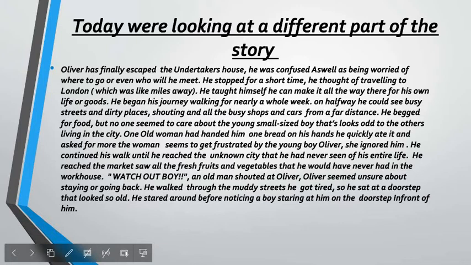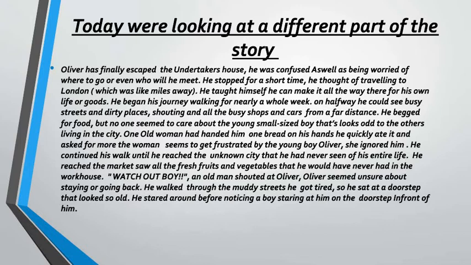And imagine you're a little boy, probably a 10-year-old, in a whole big city full of a really high population at that time. It was very terrible. He told himself he could make it. So this is how far it was, walking for a whole week, not even eating or staying hydrated. He could see busy streets and dirty places, shouting and all the busy shops and cars from a far distance. So he could see them in a rough picture.